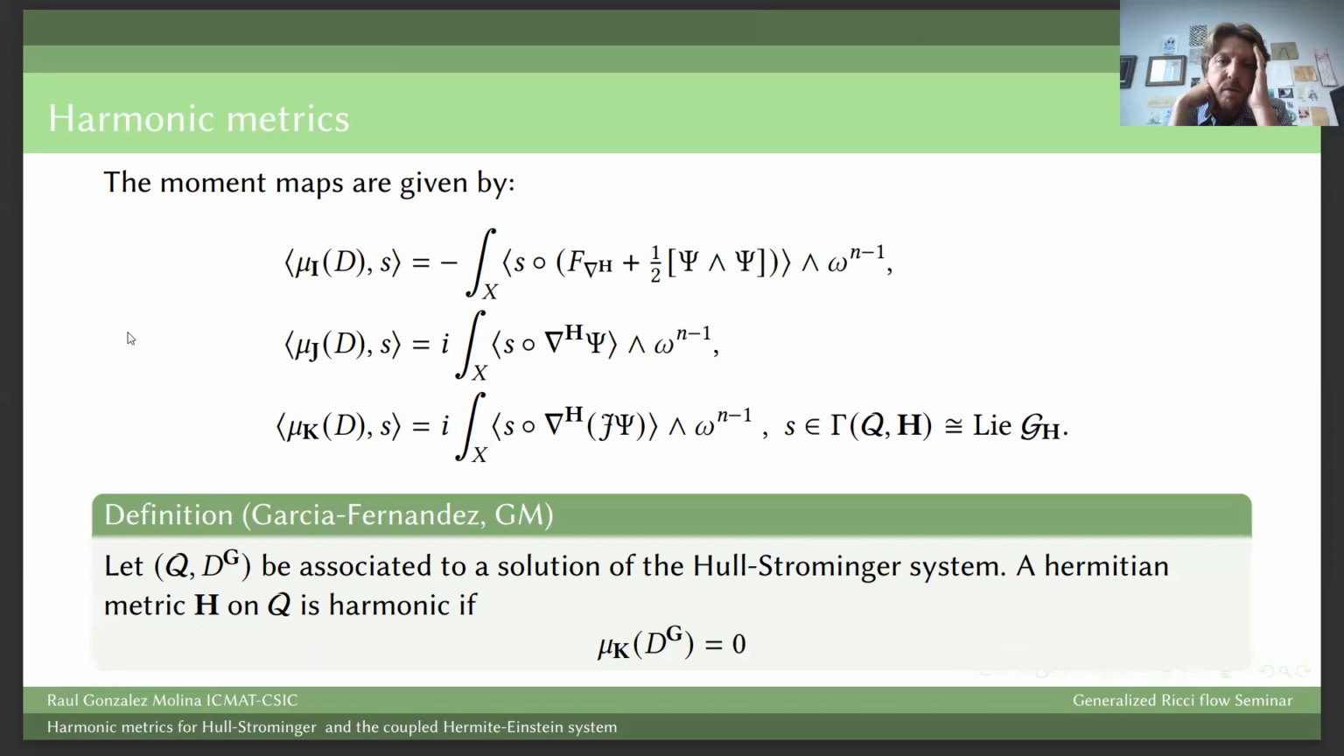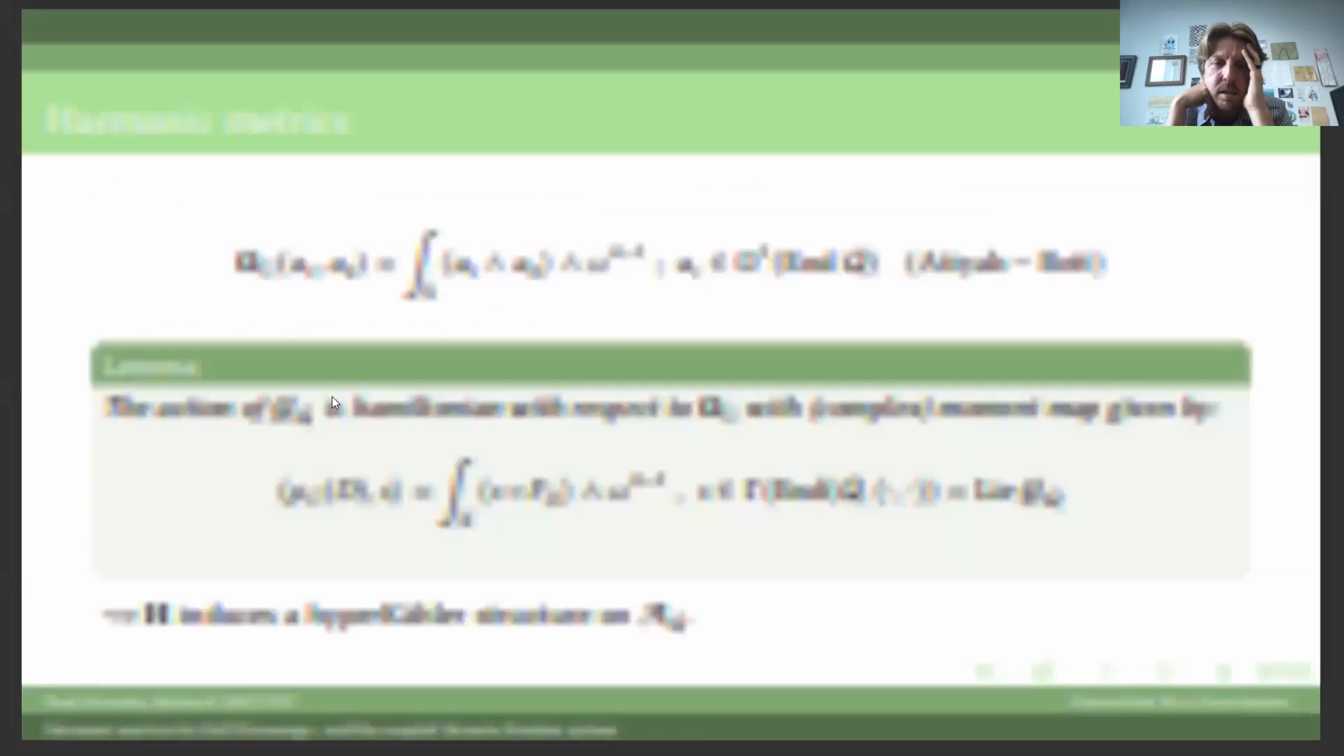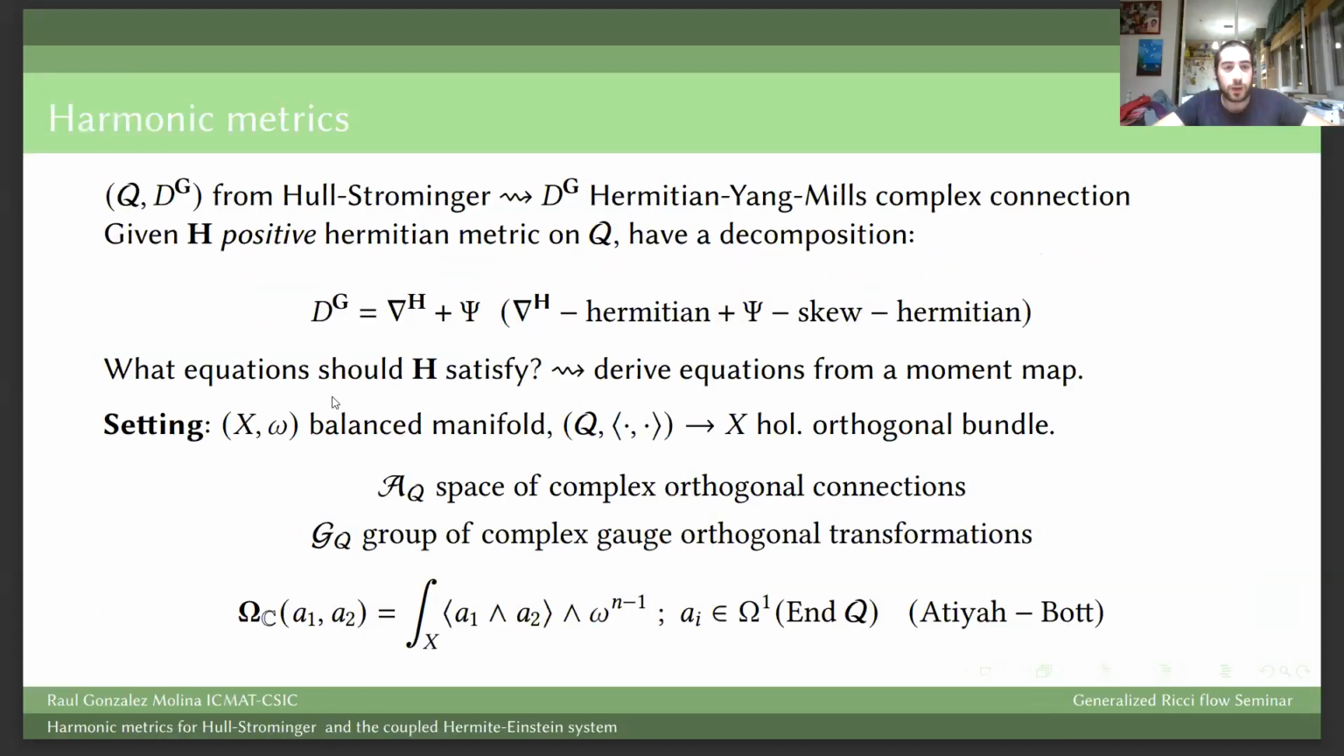Actually, yes, sorry, I think I'm confused. You say it's a function of D? So D is the connection I started with. D is a connection that is given to me by a solution of the Hull-Strominger system. Let me do a very brief recap. I have a solution to the Hull-Strominger system. I have a connection.